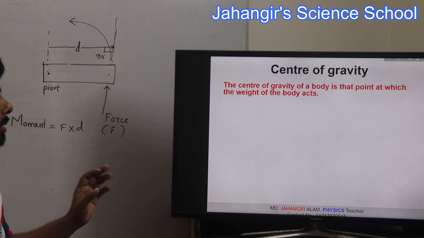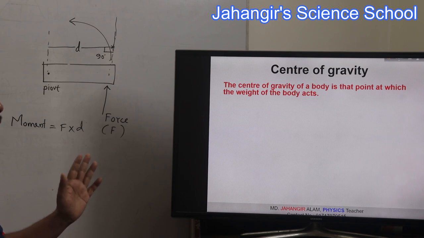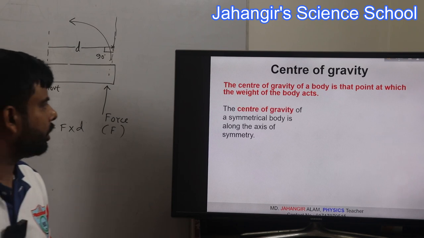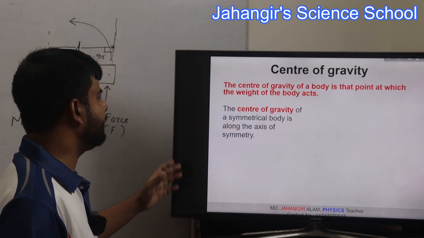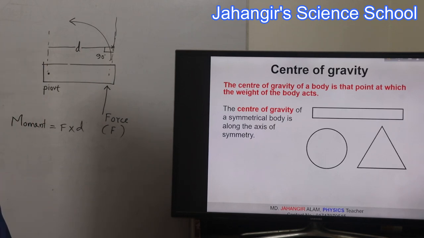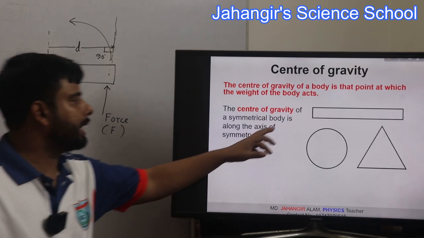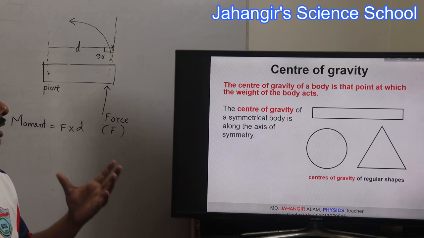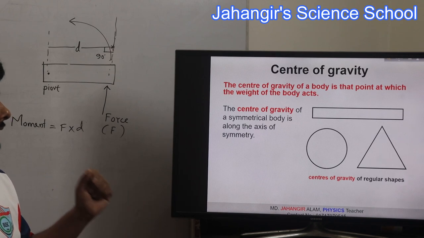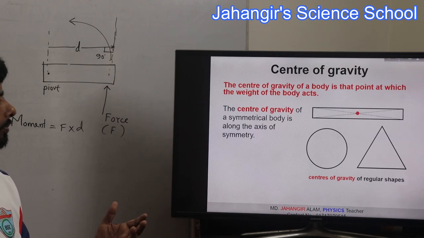Now, center of gravity. The center of gravity of a body is that point at which the weight of the body acts. The center of gravity of a symmetrical body is along the axis of symmetry. So, if it is a rectangular shape, then the point where the two diagonals intersect is known as the center of gravity. And for a sphere or circle, the center is the center of gravity.